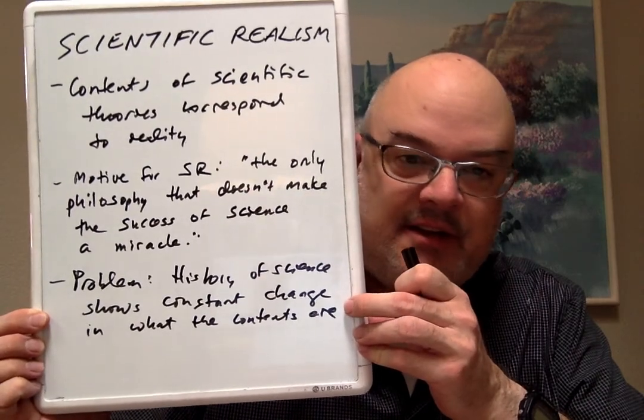But there are problems with this. And the chief of these problems is that the history of science shows a pretty steady, constant change in the scientific theories, in what the contents are. And it's also alleged that scientific realism can't account for how explanatory models are equally successful but incompatible models.